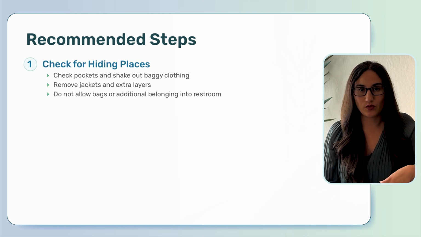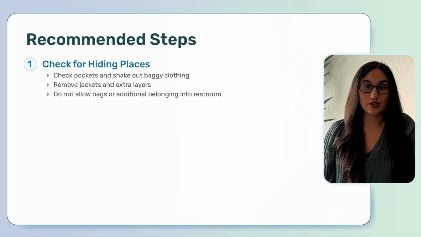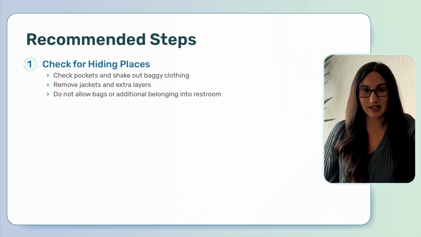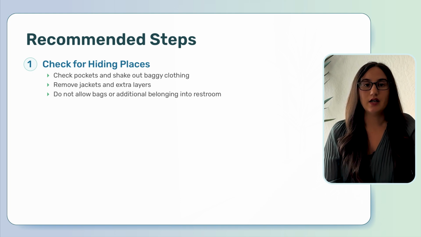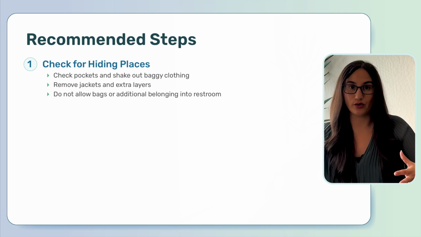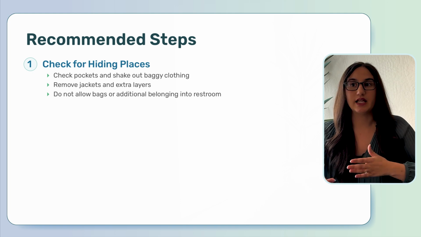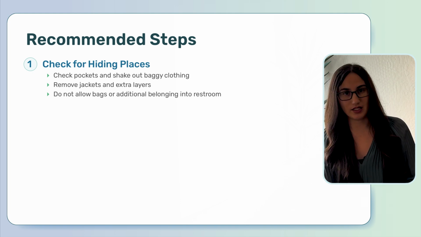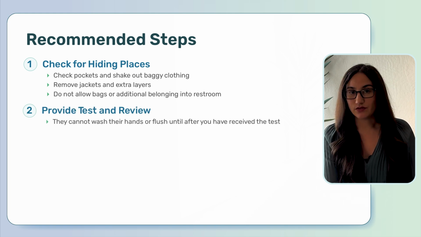The first thing that you're going to want to do is make sure to check your child's pockets. You also want to make sure that they're not bringing anything into the restroom with them, so no bags, purses, things like that. We also want to make sure they're not wearing a lot of really layered clothing, baggy clothing, things like that. And this is because we want to try and limit the potential of them bringing something into the bathroom with them. The next thing you're going to do is give your child the cup.